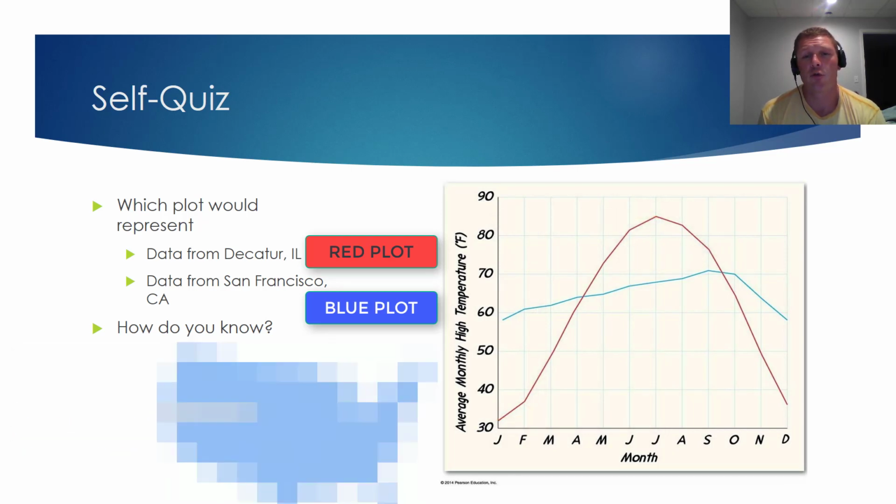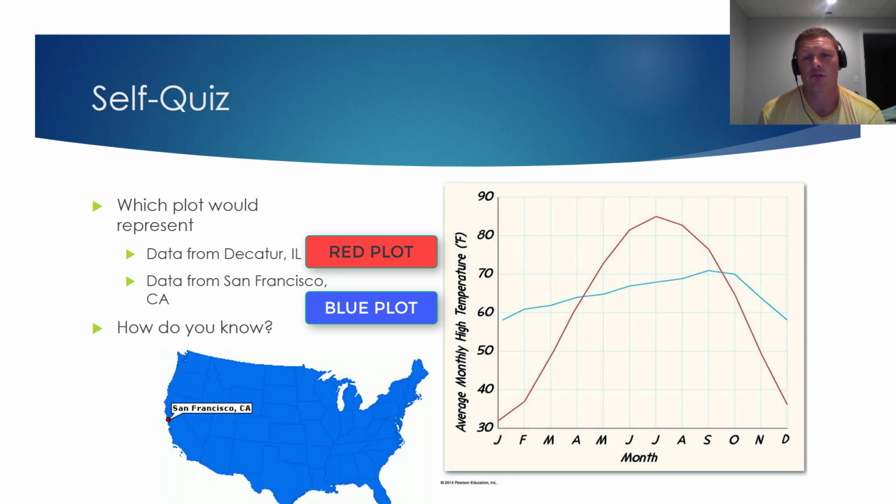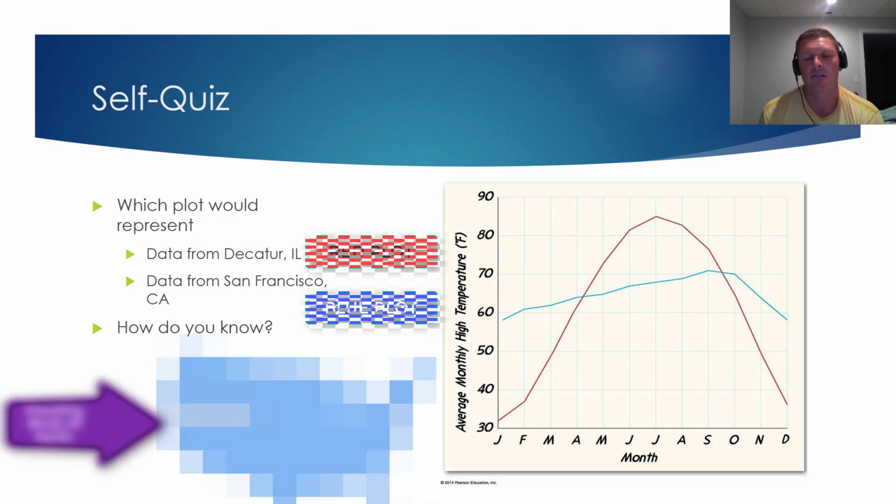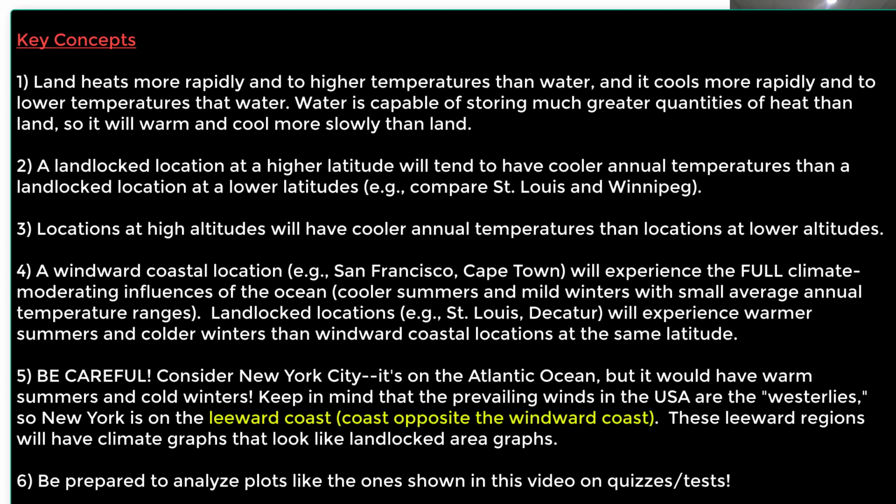Now, San Francisco, California is on the windward side of the Pacific Ocean, and what that basically means is that the westerlies, which are our prevailing winds, are coming off of the Pacific Ocean and influencing San Francisco's climate. Due to that fact, San Francisco won't have a very big temperature range between its winter months and its summer months. Okay, that concludes this video podcast.